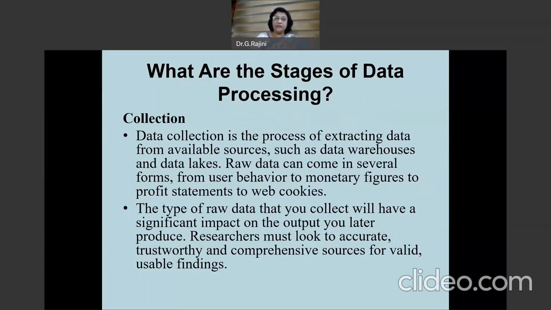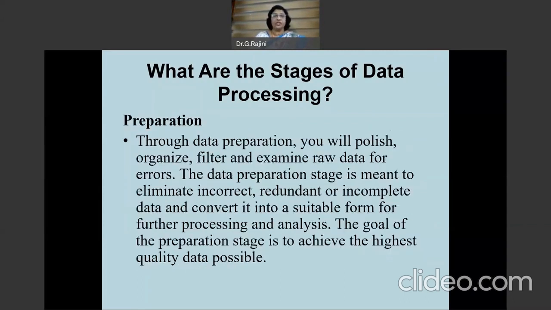The raw data can come in several forms, from user behavior to monetary figures to profit statements, or it could even be web cookies. So anything could be data. It's not only numbers. The type of raw data that you collect will have a significant impact on the output you later produce. So researchers should always look into the accuracy of the data, the trustworthiness, and comprehensive sources for valid and usable findings. The ingredient should be good, only then after you process, you get meaningful information.